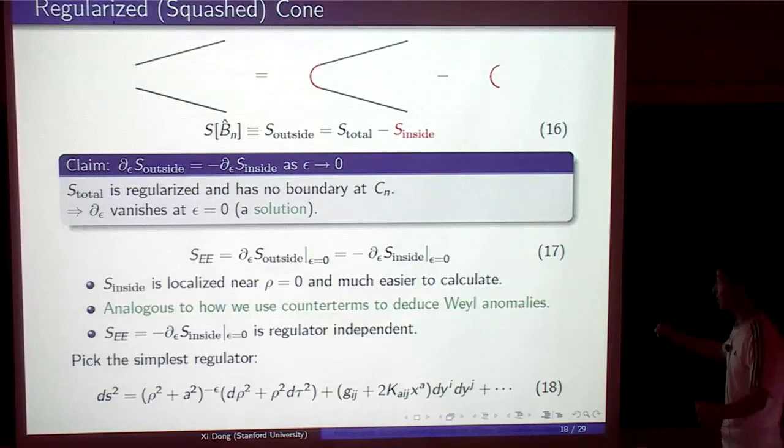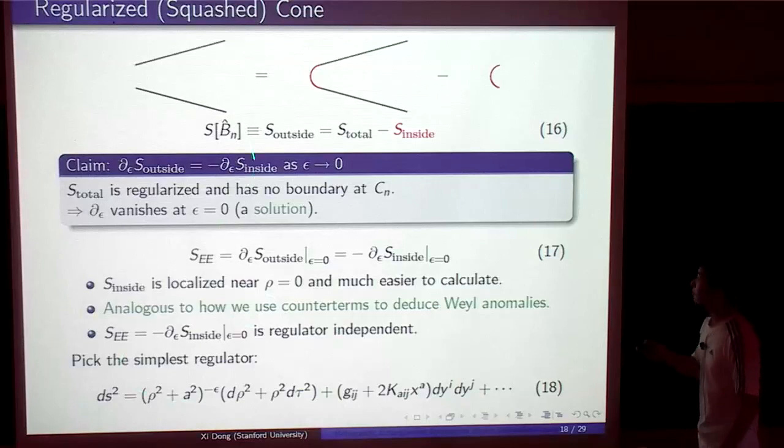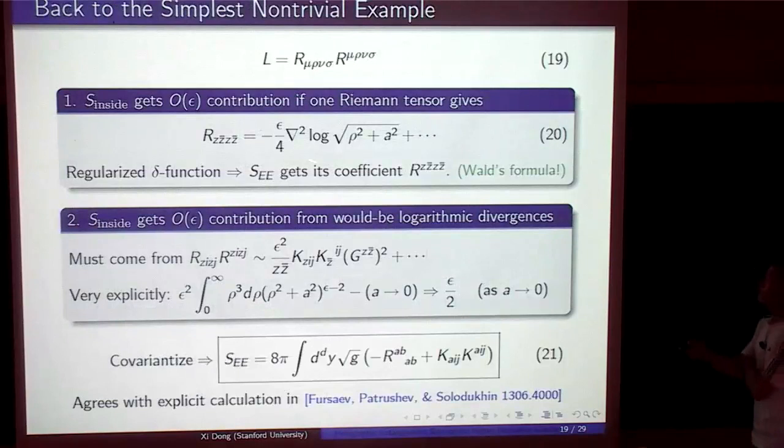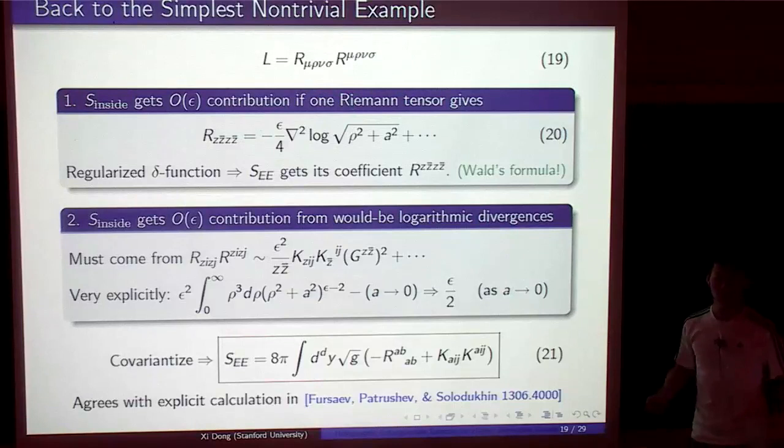And it is also clear because logarithmic divergences are robust. We can actually use any regulator we want. The final result does not depend on the regulator. So we can just pick our simplest regulator, like putting an a in front of the warp factor. And this already smooths out the interior geometry, and we can do the computation. It's very clear that there are two kinds of contributions. There is one possible contribution if one Riemann tensor gives a delta function, or in this case, a regularized version of a delta function smeared in the inside of the cone.